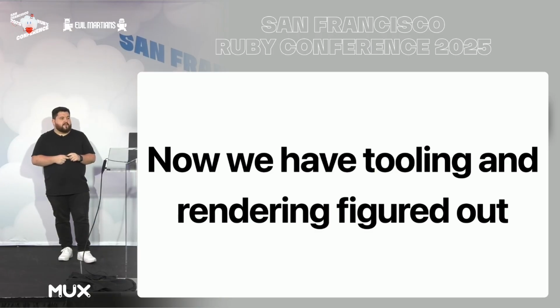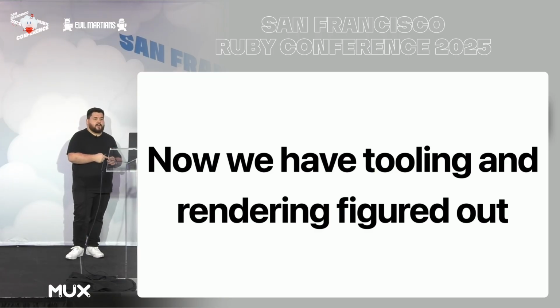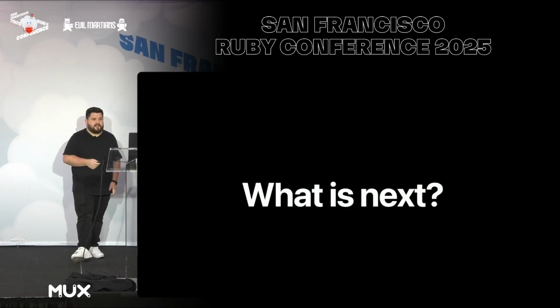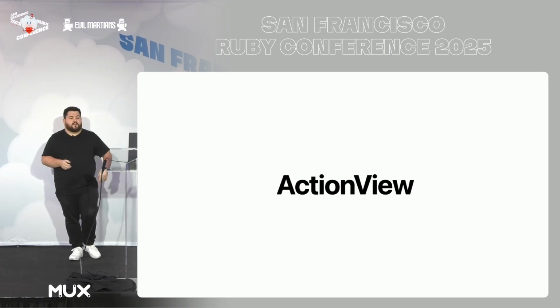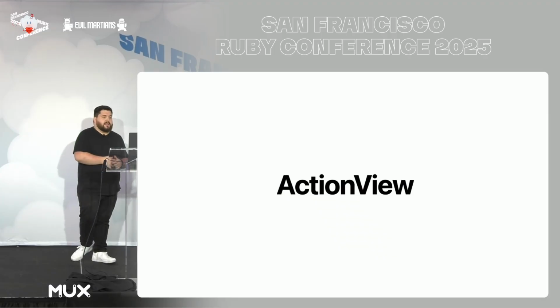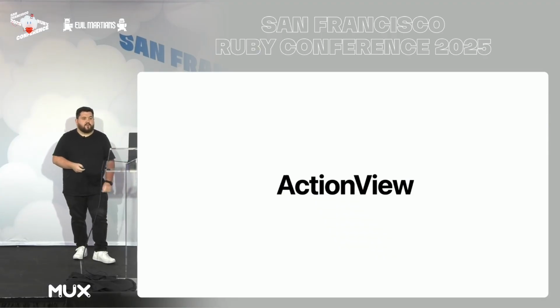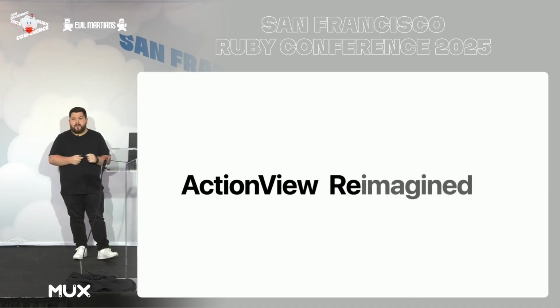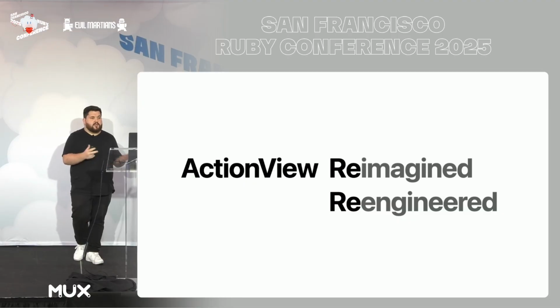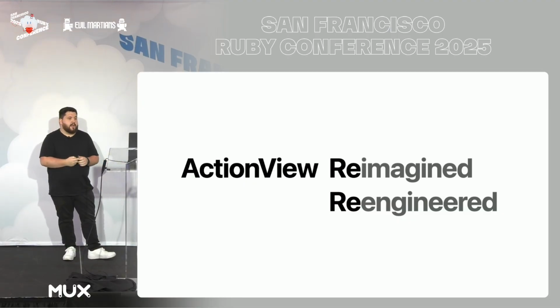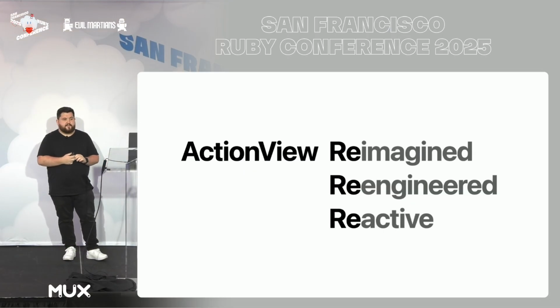So now we have the tooling figured out and the rendering figured out, and I guess the question is, what's next? At least in a typical Rails app, you have ActionView, but you also have other frameworks that have other pipelines where you can maybe improve things. But the idea is, at least for now, to see how we can level up how ActionView works. Maybe we can reimagine how ActionView works, maybe re-engineer some of the parts now that we have more knowledge about how stuff works, and see if we can maybe even make it reactive.